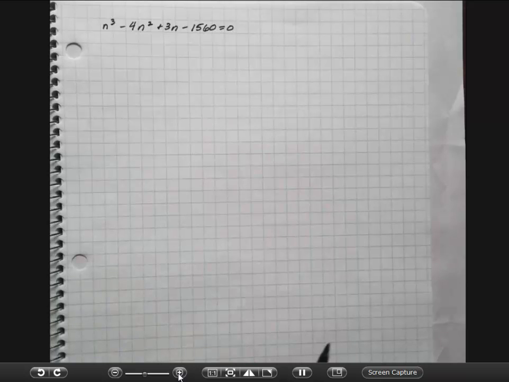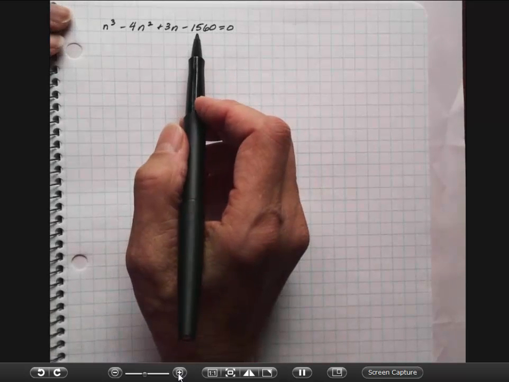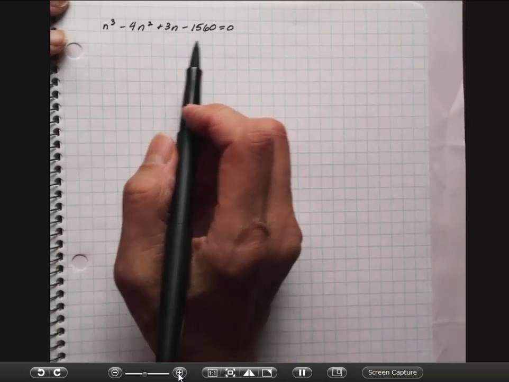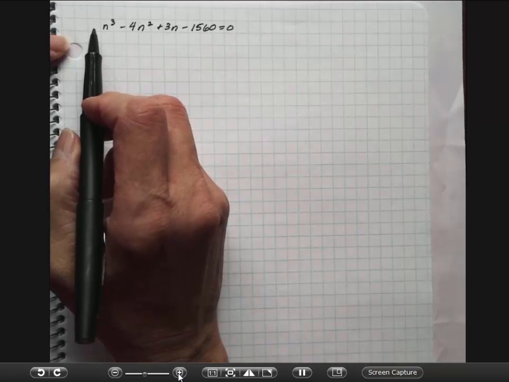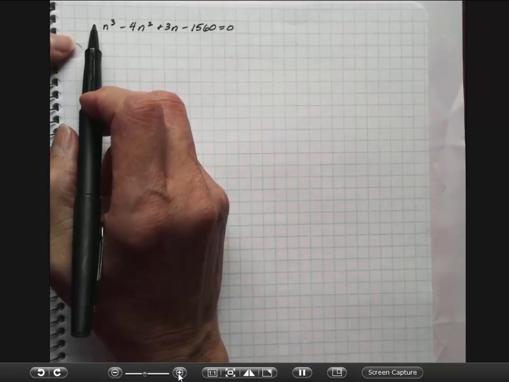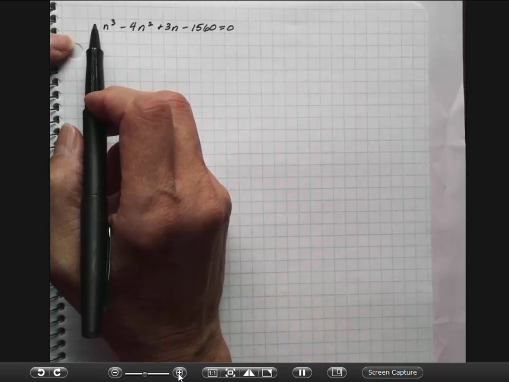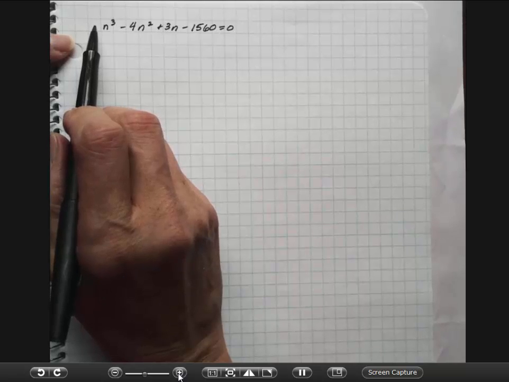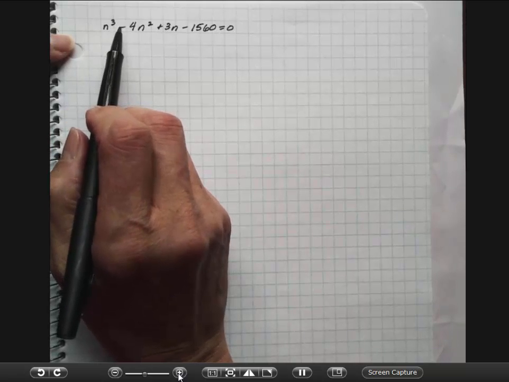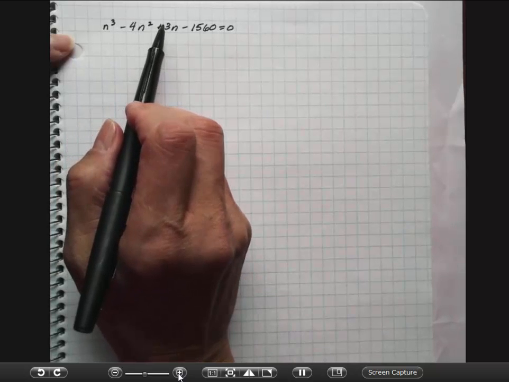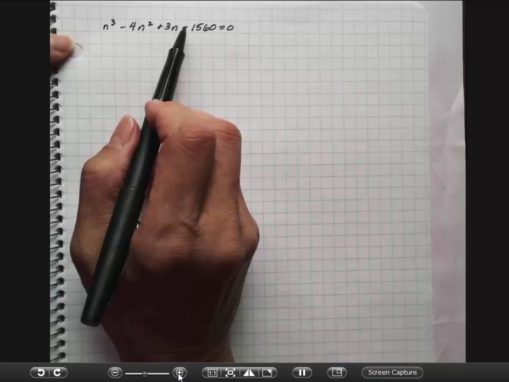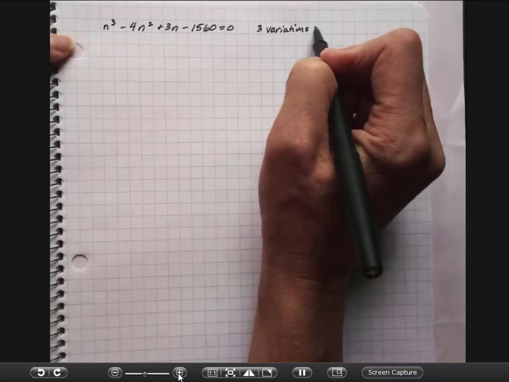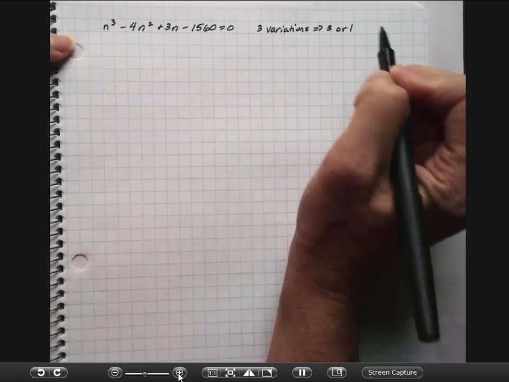In order to solve this, I'm going to want to look for the factors of 1,560 so that I can figure out my P over Q. First thing though, I'm going to apply Descartes' rule of signs, which says the number of sign variations tells me how many positive and how many negative zeros I have. So the number of sign variations in the original function: this is a positive to a negative, that's one sign change. Negative to a positive, that's 2 sign changes. And then from a positive to a negative, 3 sign changes. So there are 3 variations. That means I'm going to have either 3 or 1 positive zero.